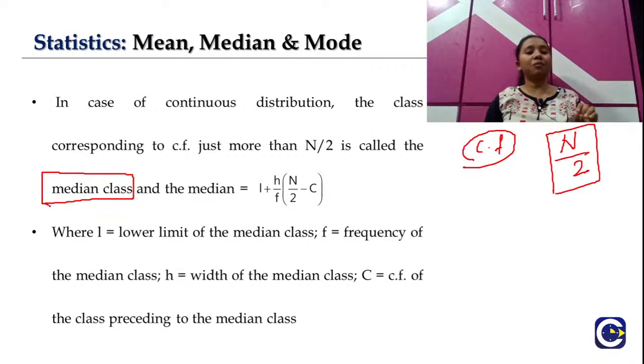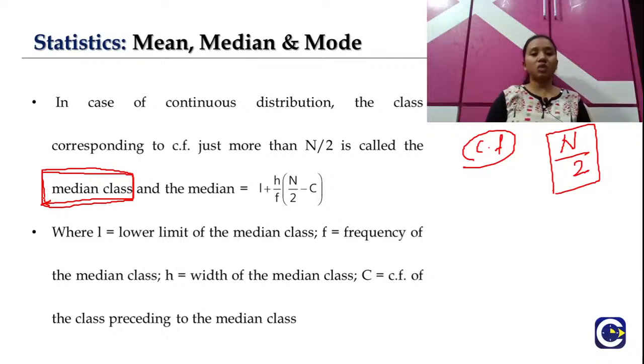So the first step while finding the median when the distribution is a continuous distribution will be figuring out the median class. Now the question is how we'll be finding the median class. We are going to find this median class like how we found the median in our discrete distribution. Right. So first we have to find the cumulative frequency. And then we have to find the n by 2 value.